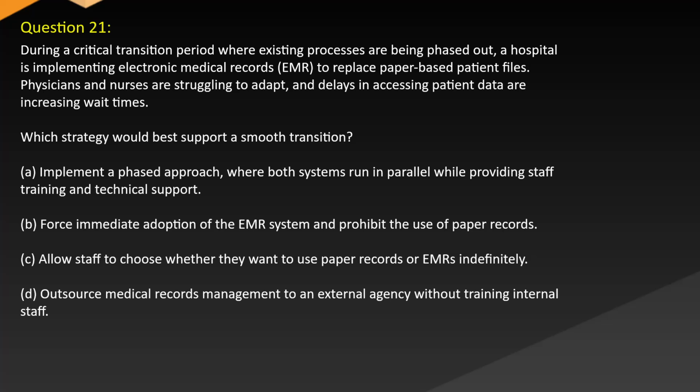A. Implement a phased approach where both systems run in parallel while providing staff training and technical support. B. Force immediate adoption of the EMR system and prohibit the use of paper records. C. Allow staff to choose whether they want to use paper records or EMRs indefinitely. D. Outsource medical records management to an external agency without training internal staff.